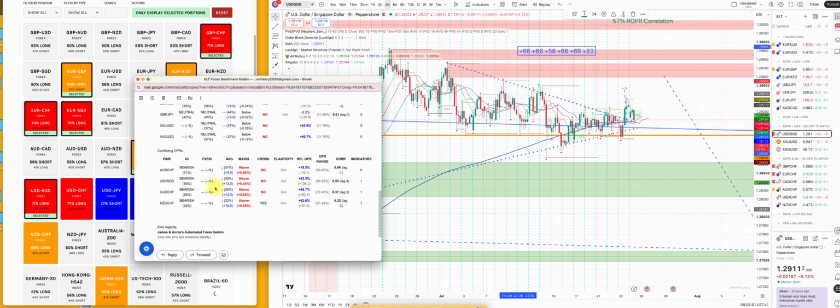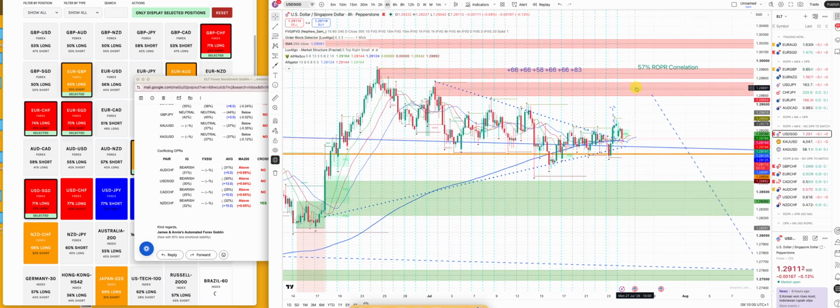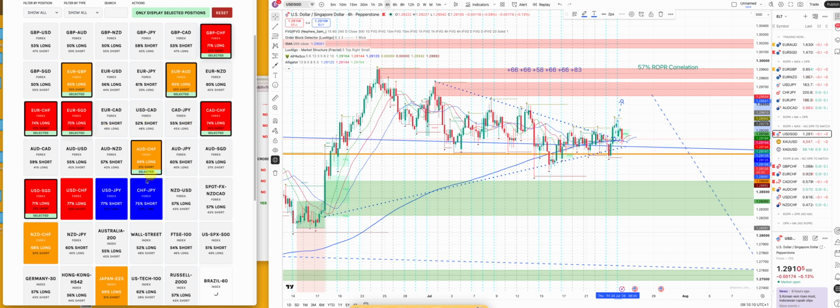Sorry, did I say plus 83? Yeah, it's still bullish on the relative OPRs, even though we've only got 57% correlation, it's still bullish. So will it actually come all the way up to there? I don't know. Maybe. And then fall? Potentially we can wait for that, can't we? Alright.